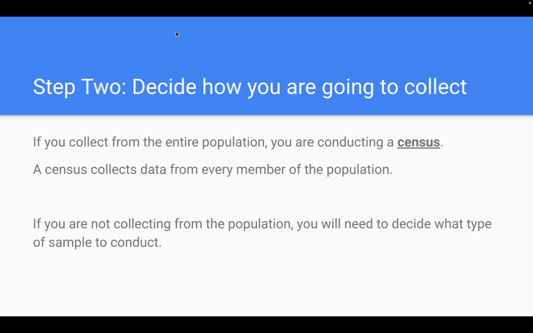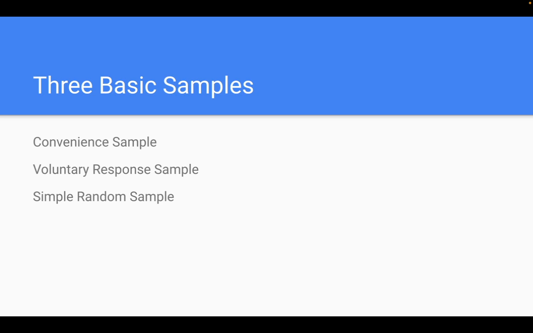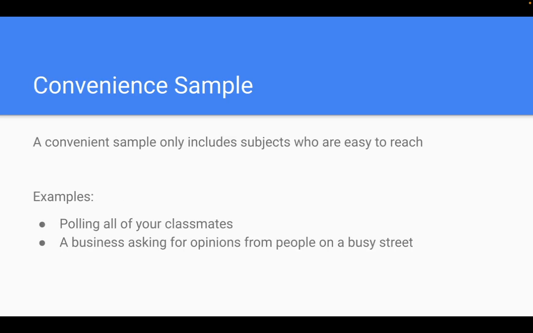So that takes us into our next part, the 3 different types of samples we'll look at. You have a convenient sample, a voluntary response sample, and then a simple random sample. So let's look at each of these. A convenient sample only includes subjects who are easy to reach. Some examples of this would be polling your classmates, or a business asking opinions from the people on a busy street.